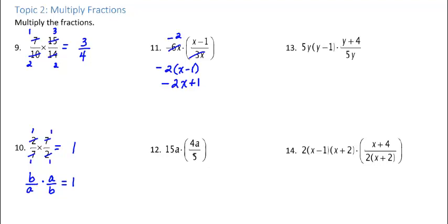15a times 4a divided by 5. Notice that the 5 goes into 15 3 times, and so we have 3a times 4a, which is 12a squared.